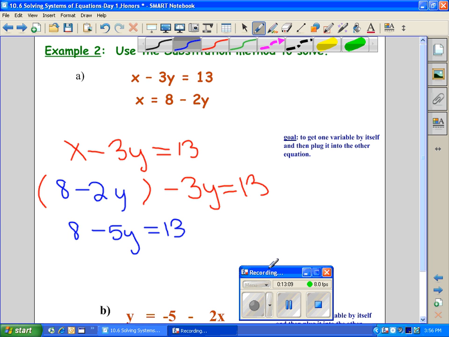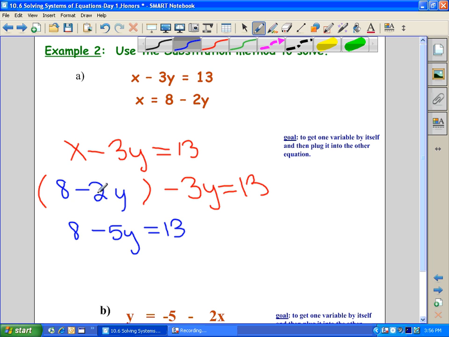Okay, hopefully you're done with that. First thing I did is I did 8 minus 2y minus the 3y equals 13. And then I just simplified it.